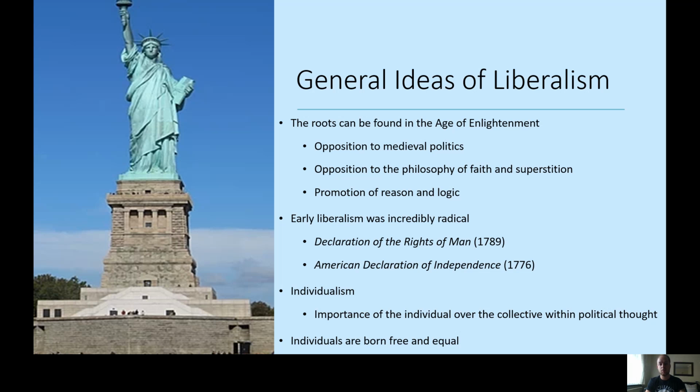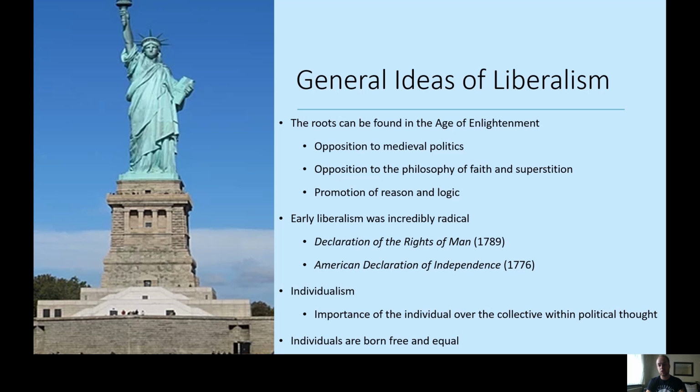Generally, the Age of Enlightenment posed an opposition to medieval politics, the idea that a king had a right to rule through concepts such as the divine right of kings, or that certain people had the right to rule over other people. The Age of Enlightenment develops opposition to these concepts.